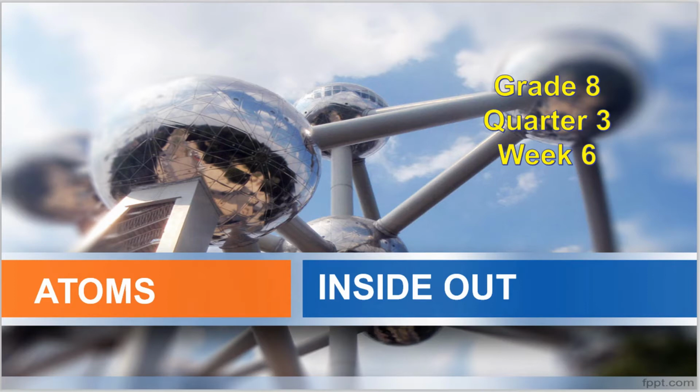You have also learned about the subatomic particles of an atom, wherein you determine its number of protons and electrons. Now, are you ready to learn about the opposite side of it, by determining the atomic number and mass number given the number of protons, electrons, and neutrons? So, let's start with our lesson.